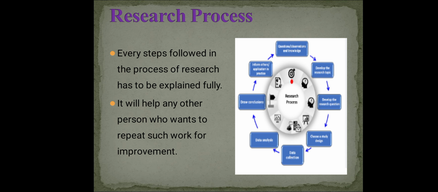See, I will explain this picture over here. The research process starts with questions or observations and knowledge, which lead to developing the research topic. Without a topic, proceeding is not sure to be a good one, and the topic leads to developing the research question. After that, a researcher has to choose a study design.